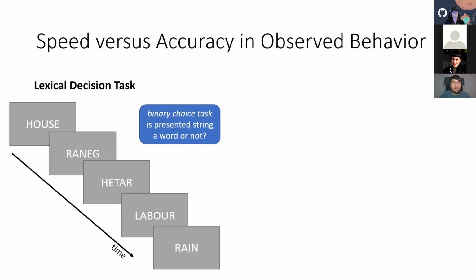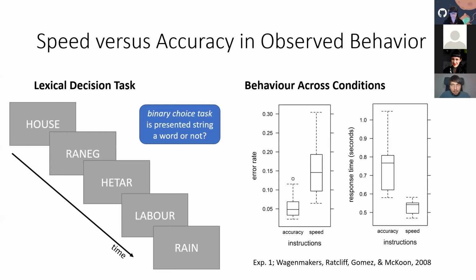The problem is that these are not independent. For example, here is data from an experiment that manipulated accuracy and speed across two conditions, simply by instruction, telling participants in one condition to be as accurate as possible, and in the other to be as fast as possible. We see the distribution across participants of mean error rates and mean response times, and participants can trade them off. In the accuracy condition, they are relatively correct but slow, and in the speed condition, accuracy is lower but they are faster. This is a general problem that we have to address.